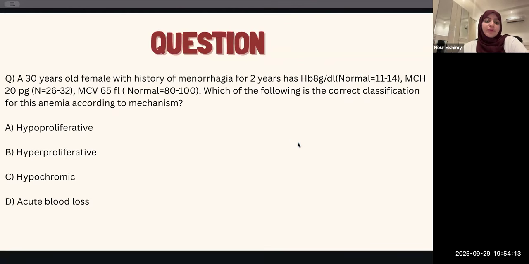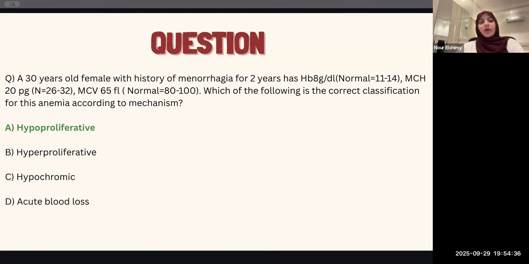So a 30-year-old female with history of this condition for 2 years has hemoglobin of 8, so it's below normal. MCH is 20, also below normal, and MCV is 65, which is also below normal. Which of the following is the correct classification for this anemia according to mechanism? You answered correctly, which is hypoproliferative. Now, why is it hypoproliferative?